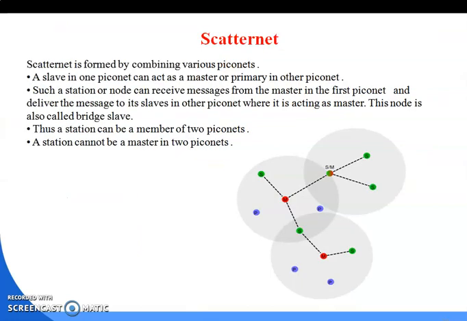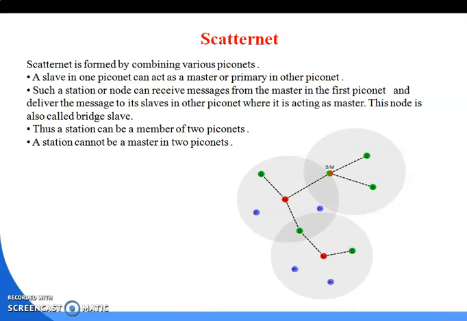And this one is a scatternet. A scatternet is formed by combining various Piconets. A slave in one Piconet can act as a master or primary in another Piconet. Such a station or node can receive messages from the master in the first Piconet and deliver the message to its slaves in the other Piconet where it is acting as a master. This node is also called a bridge slave. Thus a station can be a member of 2 Piconets, but a station cannot be master in 2 Piconets.